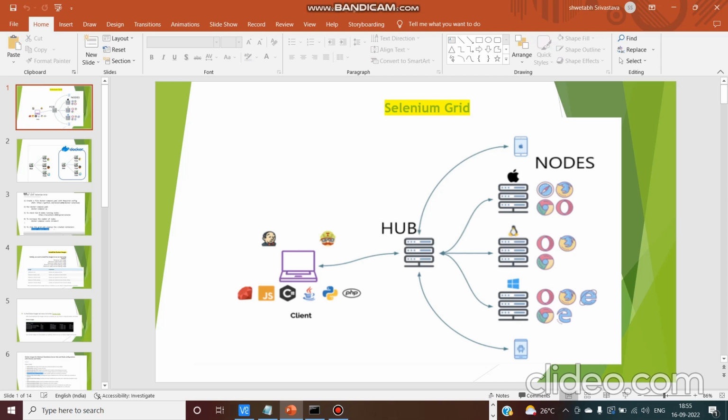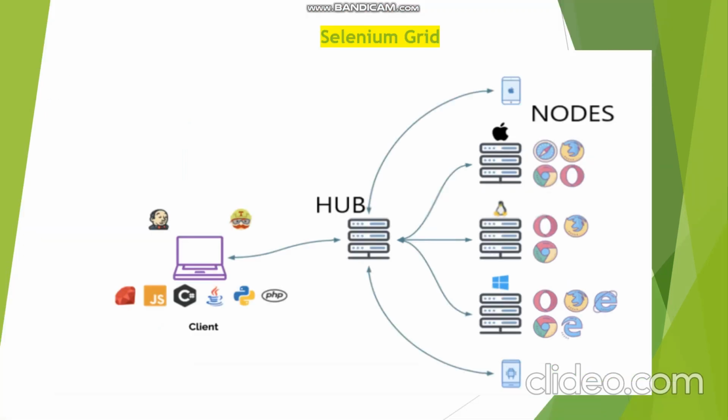Before starting with Selenium Grid with Docker, I would like to cover the topic of Selenium Grid. Basically, what exactly is Selenium Grid? This is one diagram which you can see. Here we have one hub, which is a machine connected to different node machines. This is one node, this is the second node, and this is the third node. Suppose the first node is a Mac machine, the second node is a Linux machine, and the third node is a Windows machine.